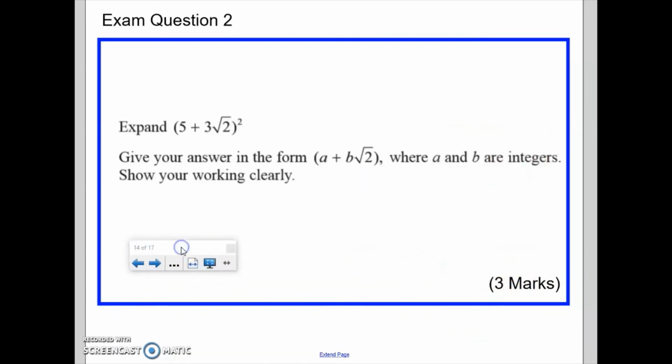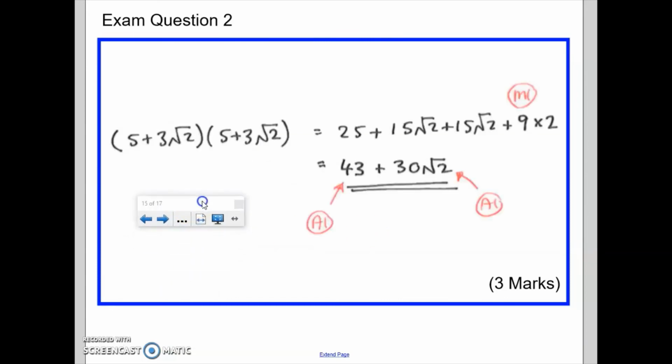Exam question number 2. Okay, could you pause the video at this point, have a go at this question, and then again I'll talk you through the solution when you unpause the video. Okay, welcome back. So this is what my solution looks like this time.